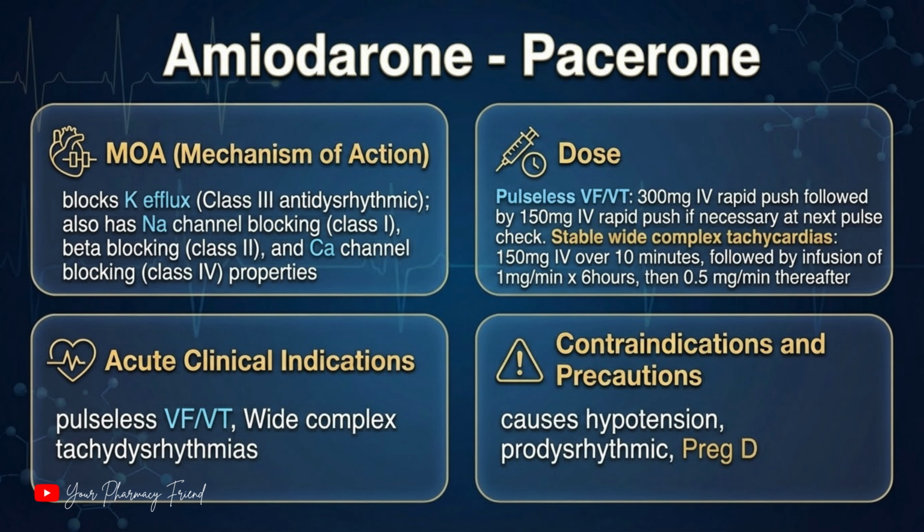Regarding pregnancy safety, amiodarone is classified as pregnancy category D, indicating positive evidence of fetal risk, and therefore it should only be used when the potential benefits outweigh the risks in life-threatening situations. In summary, amiodarone is a powerful broad-spectrum antiarrhythmic medication that plays a critical role in the emergency management of life-threatening ventricular arrhythmias, particularly pulseless ventricular fibrillation and ventricular tachycardia.